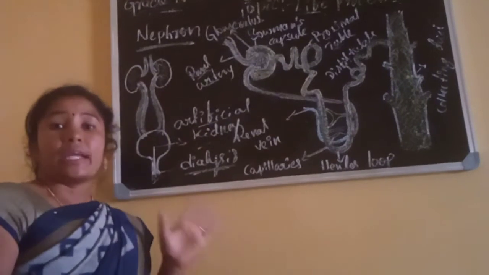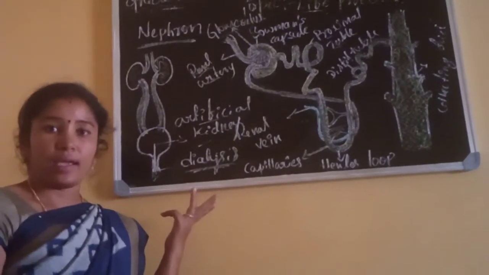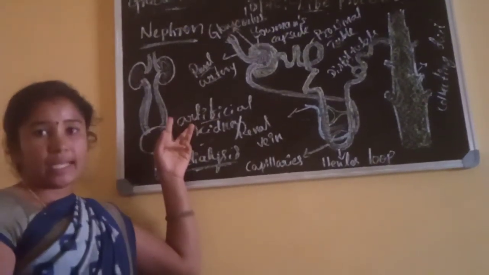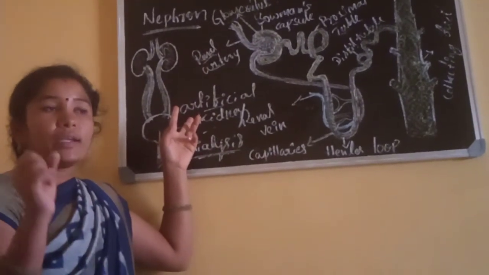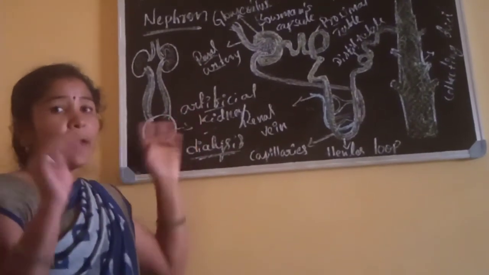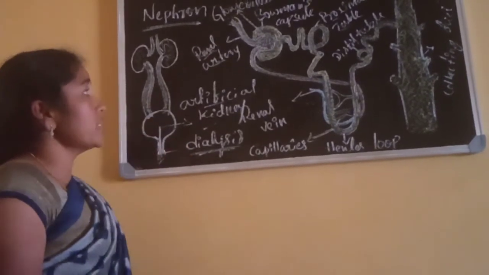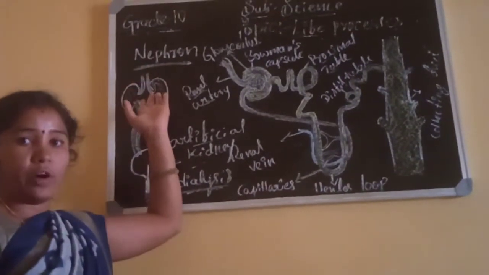In case of kidney failure, the person may die. Understand? At that time, we can use the artificial kidney. It is a device which is used to remove the unwanted waste materials present in the blood through the process of dialysis. Dear students, this is the excretory system in the human body.